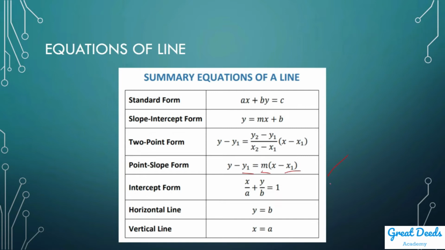This is the intercept form. So this is your x-intercept. This is your y-intercept. This is how you write the equation for a horizontal line, and this is how you write the equation for a vertical line.